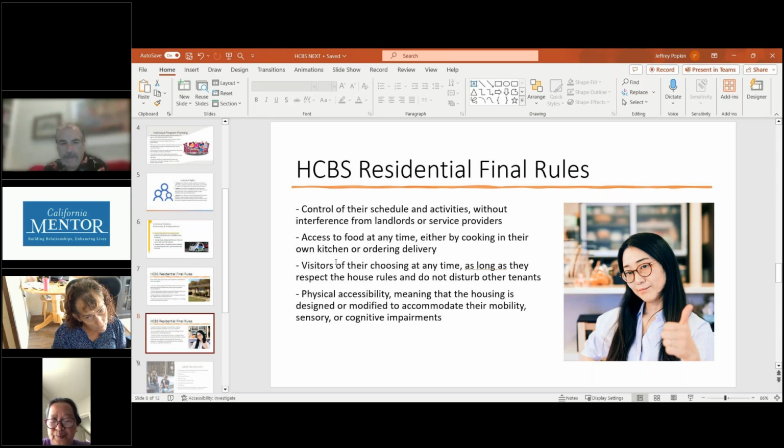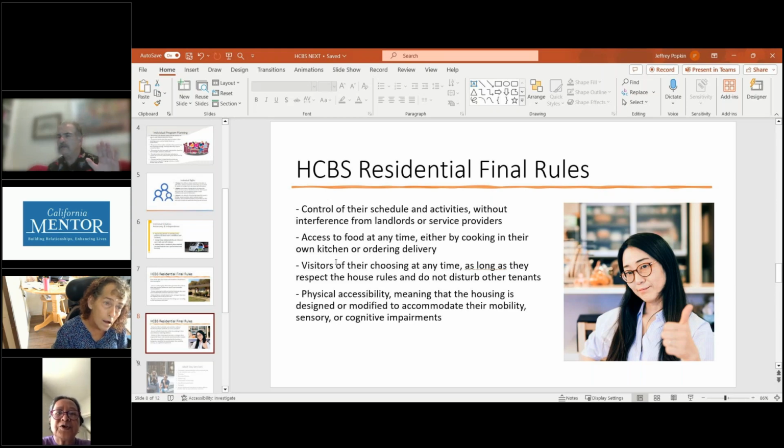And that needs to be worked on for each client in your home. Visitors of their choosing at any time, as long as they respect the house rules and do not disturb the other tenants. So again, you can have house rules about visitors. And when I first come into your home, you can say, okay, if you want to be a resident of this home, these are our house rules in regards to visitors. Can't disturb other residents.